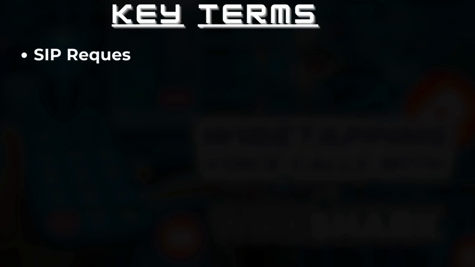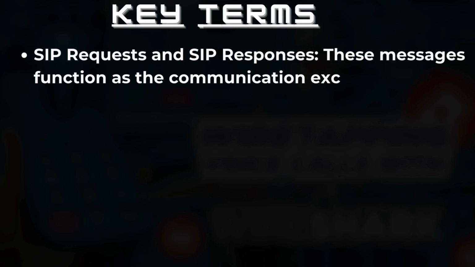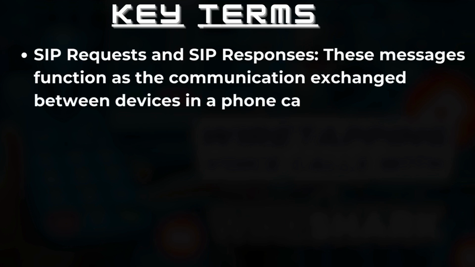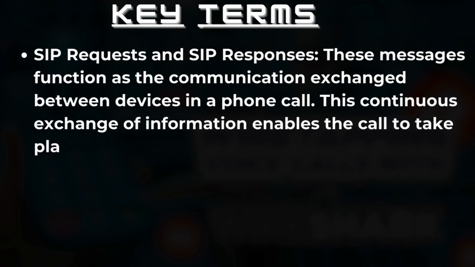So we also have the SIP request and SIP response. These are just messages passed between devices during a phone call. The SIP request is like dialing a number or sending a message to start a call, while the SIP response is like the acknowledgement or the result of that action. It's a back and forth communication that makes it possible.